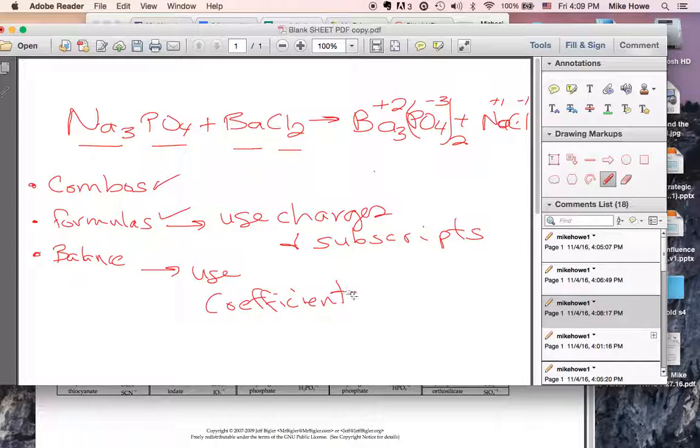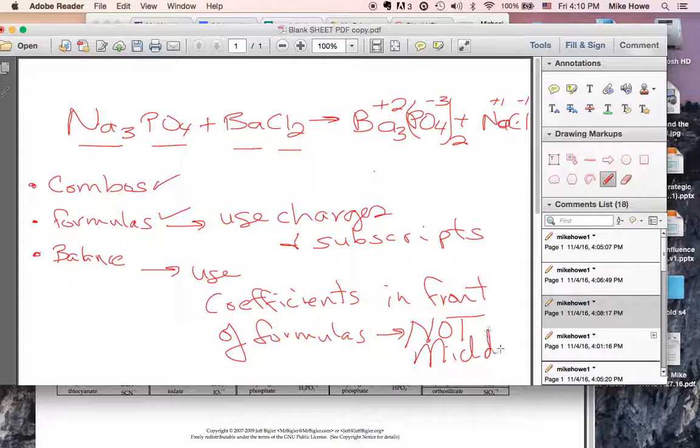Coefficients are in front of the formulas. Not in the middle. So I'm going to put underlines at the possible locations for coefficients. 1 is there, you could have 1 here, you could have 1 there, you could have 1 here, and that is it. You can't have them anywhere else. Not in the middle. It is illegal to put a coefficient in here, or in here, or in here. Can't be done, because that changes formulas, and once the formulas are written correctly, they can't be changed.